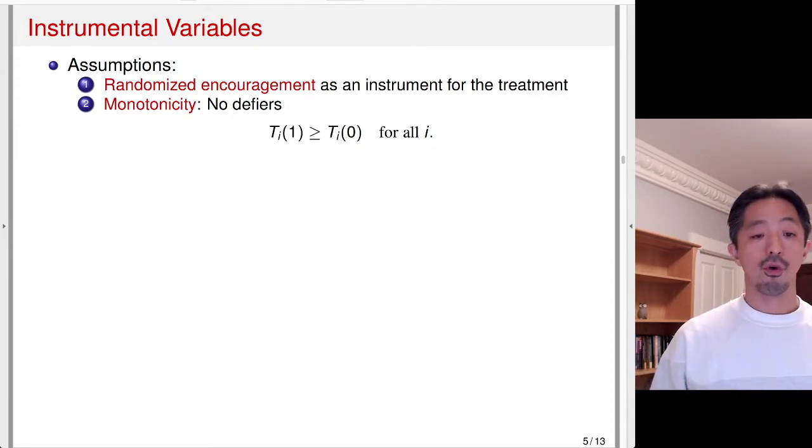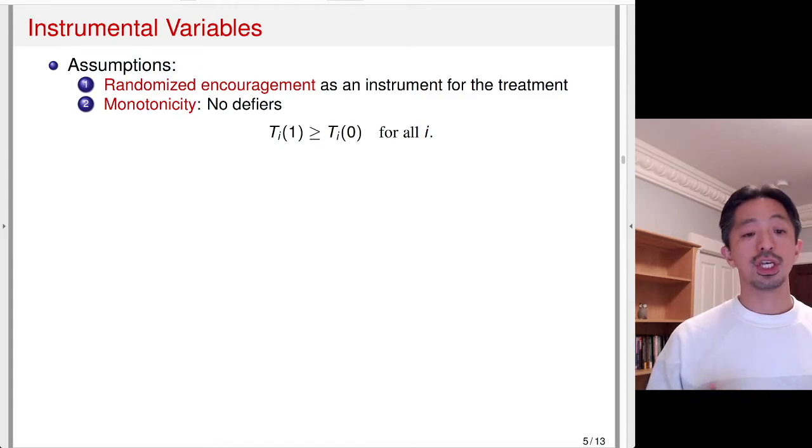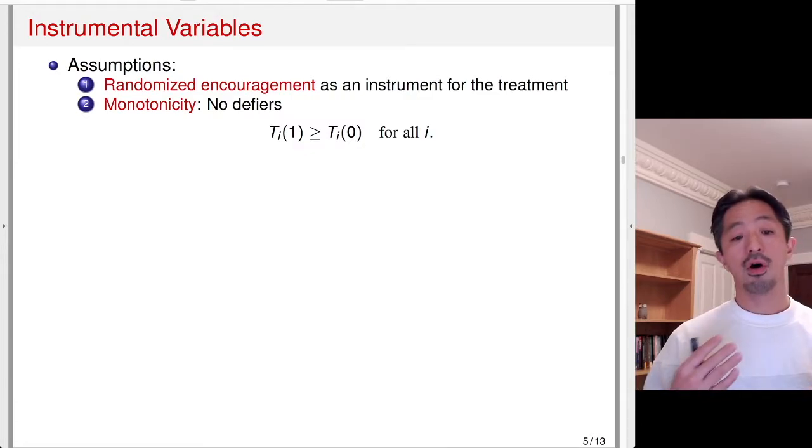Formally, you can write this as T(1) is never less than T(0) for all i. Remember, T is binary, so this excludes the possibility that T(1) equals 0 and T(0) equals 1. So no defiers. We assume that there are no defiers. It's important to note that this assumption is made at the unit level, so this has to hold for every unit, not on average.